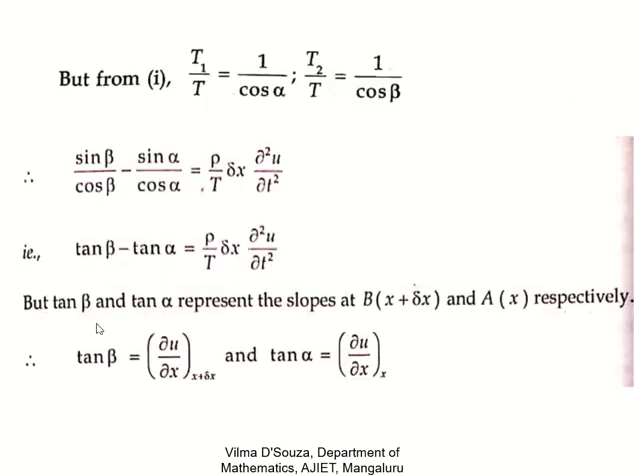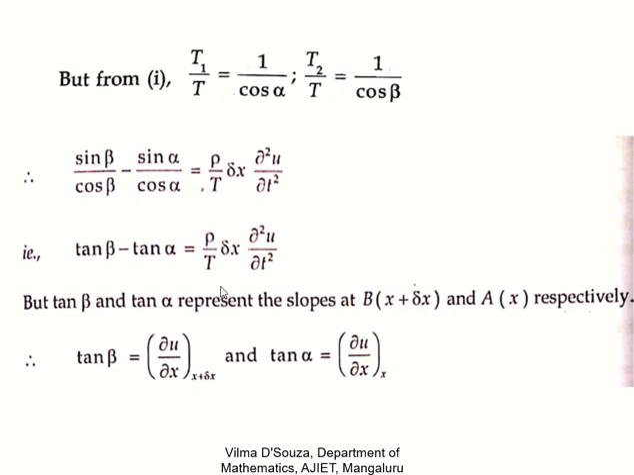So now tan beta is the slope at the point B and tan alpha is the slope at the point A. So what is tan beta? ∂u/∂x at the point x plus delta x. Slope is nothing but the first derivative, right? Since u is a function of two variables x and y, you are taking the partial derivative here. So ∂u/∂x at x plus delta x, and tan alpha also the same way, ∂u/∂x at x. This is at x, that is point A, and this is at point B.